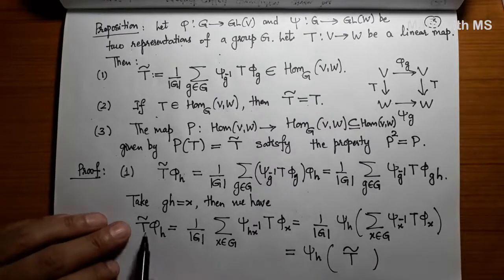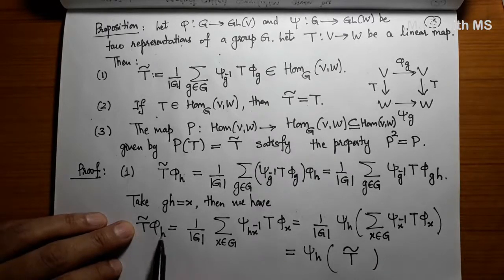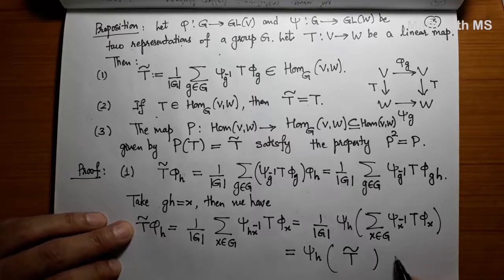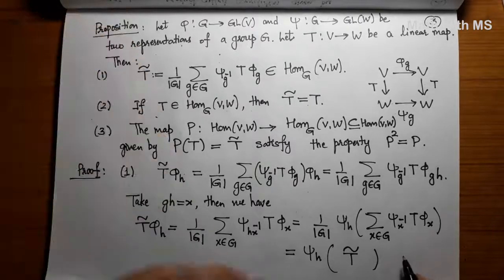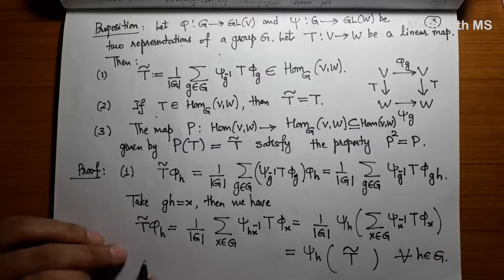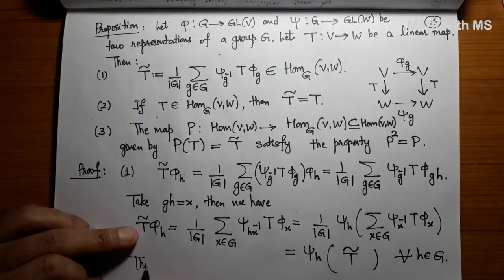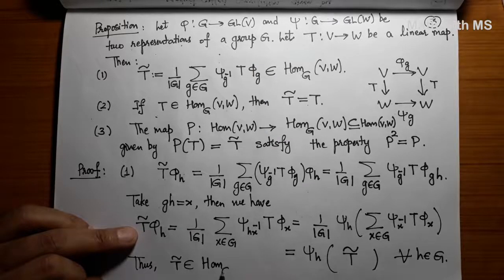So you have got T tilde phi H composed is the same as T tilde composed with psi H. This H was arbitrary, so this happened for all H in the group G. So thus your T tilde is actually a morphism, so it's in Hom_G(V, W).